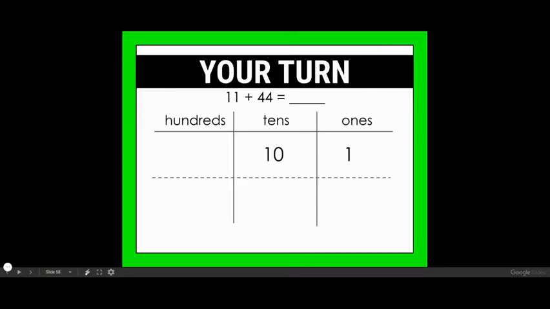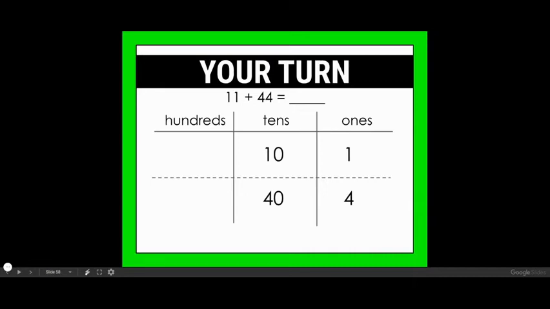Now let's look at the second addend, 44. Any hundreds? Nope. 4 tens. How much is 4 tens worth? 40. And then I have 4 ones. 4 ones is worth 4.